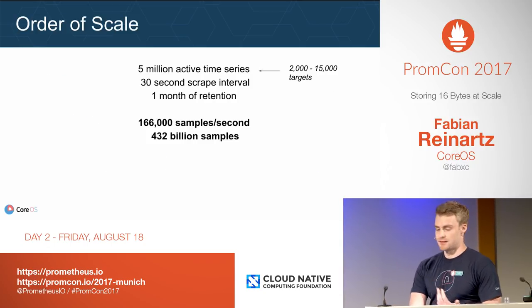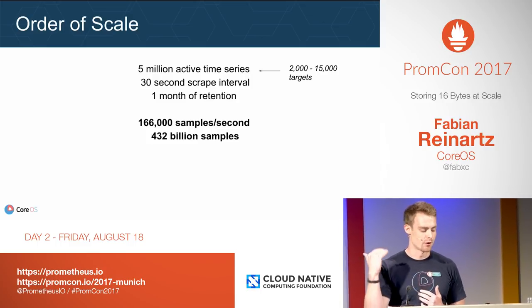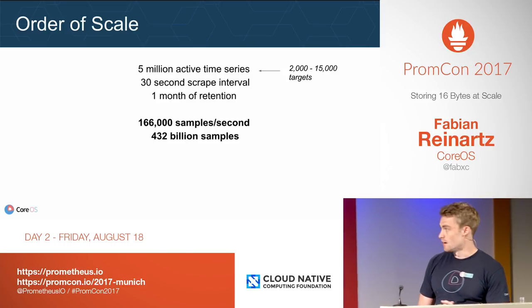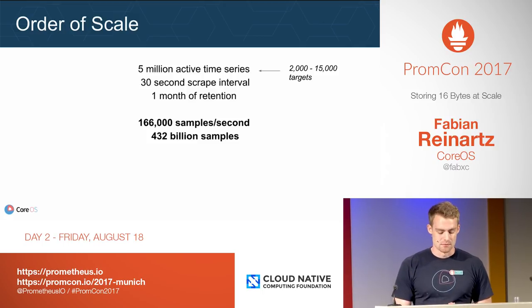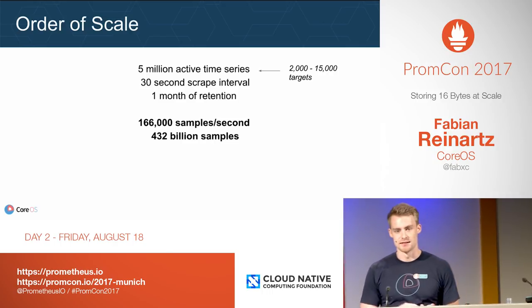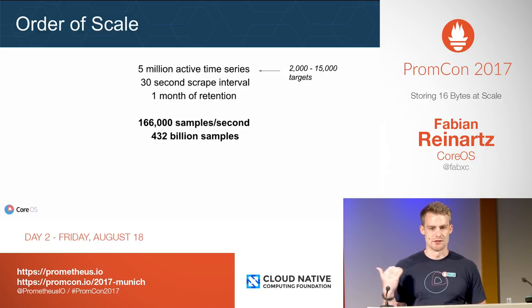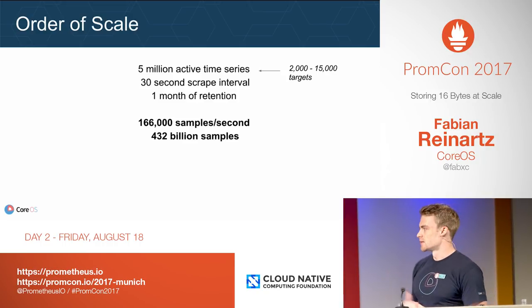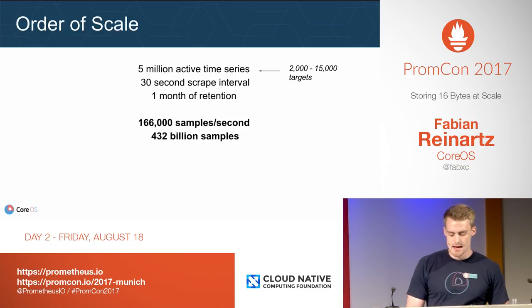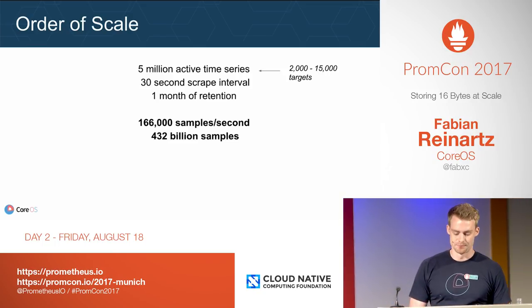So now we want to build a storage for this. Before we start, we have to figure out what we are actually aiming for. What's our order of scale, when saying we want to store these 16 bytes at scale? I think a pretty good measure is taking 5 million active time series, which is equivalent to about 2,000 to 15,000 microservice instances, depending on how many series each exposes, and scraping these every 30 seconds. With 1 month of retention, this gives us about 166,000 samples a second we actually have to persist to disk. In total, that's 432 billion samples for the whole month.